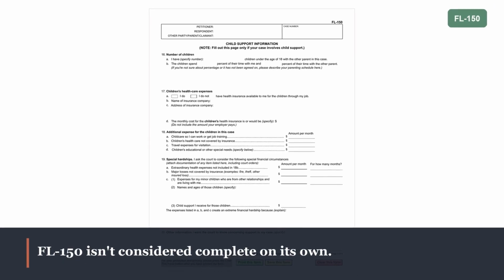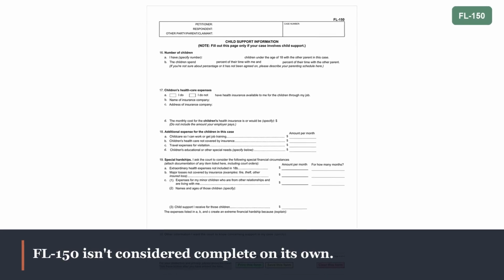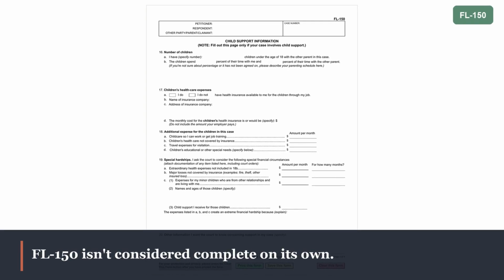FL-150 isn't considered complete on its own. It generally needs to be filed with supporting documents attached: recent pay stubs, commonly the last 2 months, showing your gross income and deductions, a copy of your most recent tax return, or the first 2 pages of it, unless a local rule says otherwise, and documentation supporting any self-employment or irregular income, like profit and loss statements if that applies to you.